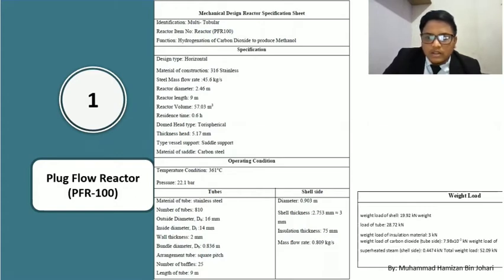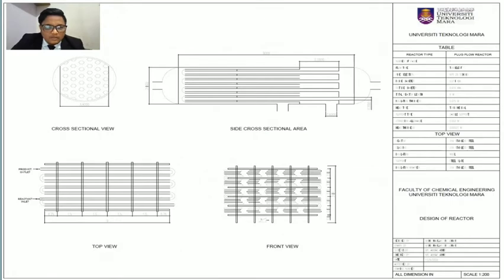The head thickness is 4.17 millimeter. Type of vessel support is saddle support. The material of the saddle is carbon steel. I'm choosing this because it's durable. Carbon steel is extremely strong and shock resistant. It's safe compared to many other materials. This is the view from the AutoCAD drawing in cross-sectional view, side cross-sectional view, top view, and front view.